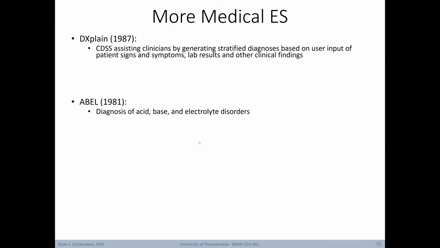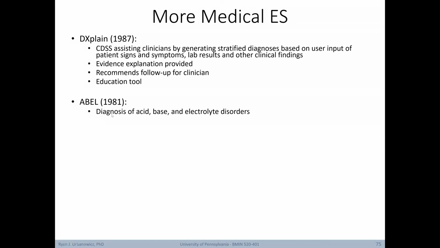Here we have the last two medical expert systems we'll talk about. The first is DEXplain, developed in 1987. This is a clinical decision support system designed to assist clinicians by generating stratified diagnoses based on user input of patient signs and symptoms, as well as lab results and other clinical findings. DEXplain could provide explanations of evidence, it could recommend follow-ups for clinicians, and it could be used as an educational tool. And lastly, ABEL from 1981.